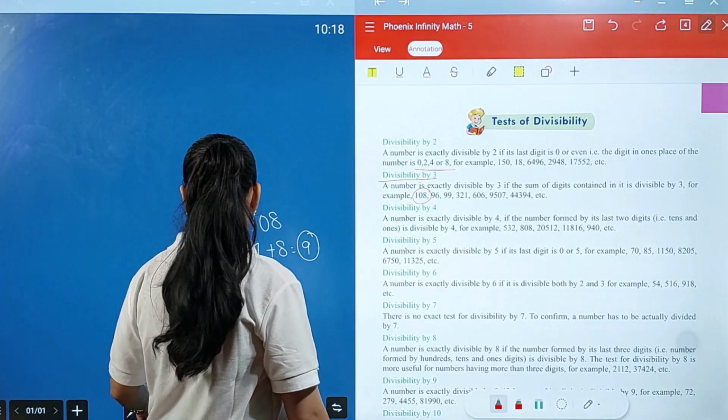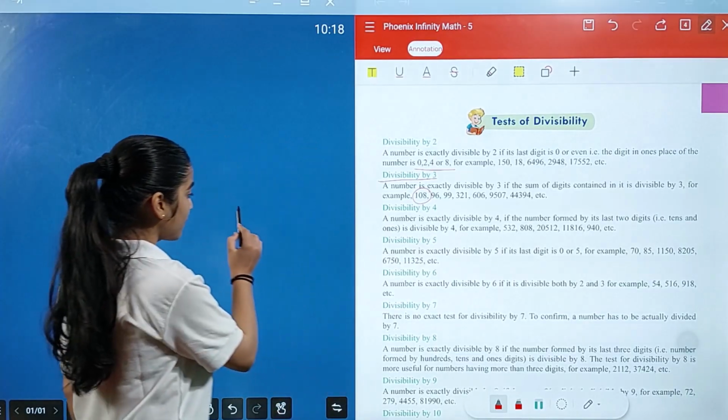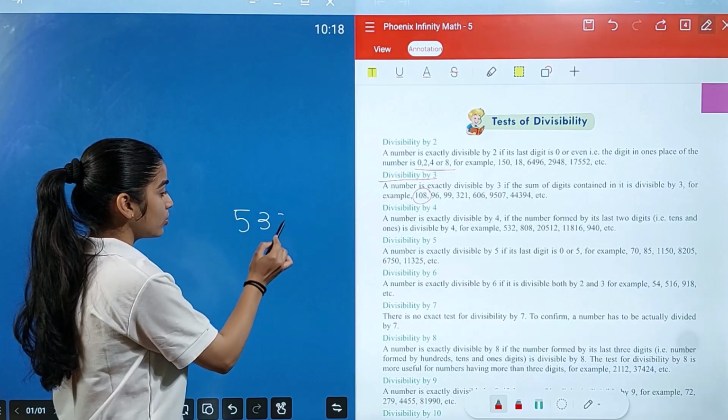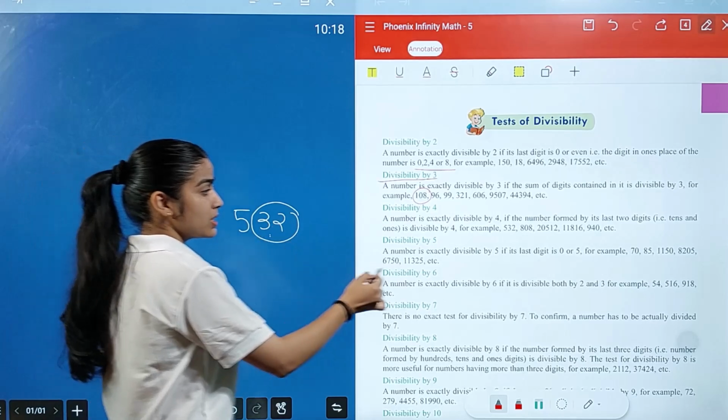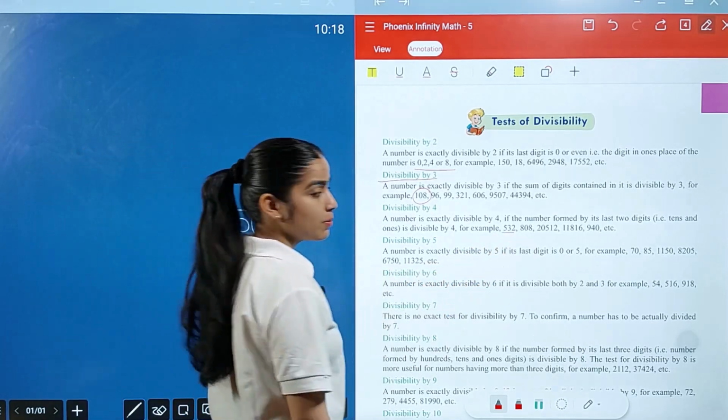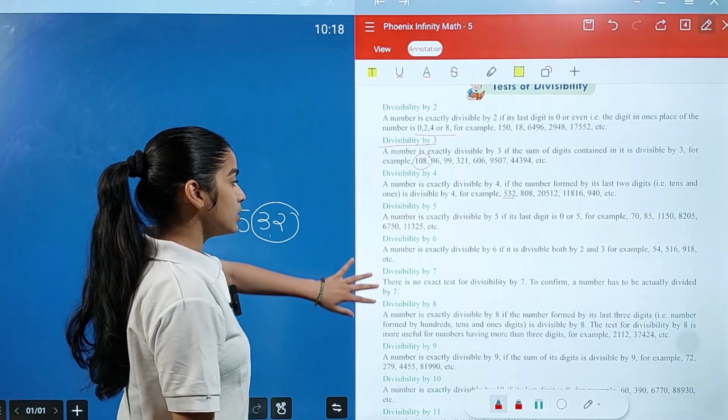For example, in this case you have 532. You have to notice only the last two digits. 32 is divisible by 4, which means the given number is also divisible by 4.